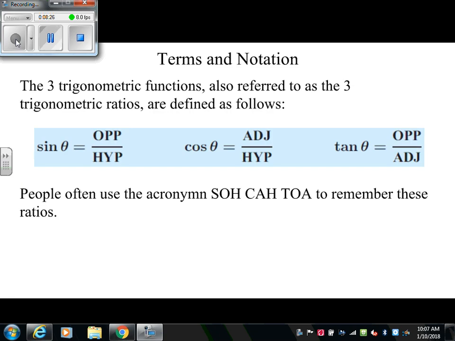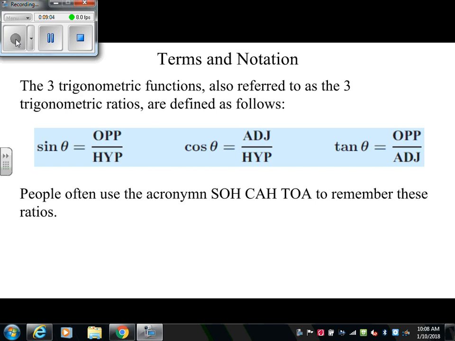As mentioned in our opening notes, there are three trigonometric functions, also referred to as three trigonometric ratios, or trig ratios for short. And what we mean by a ratio is essentially just a fraction. And so sine, cosine, and tangent all represent a fraction that's put together with sides of the triangle. And so sine takes that opposite side, the side that's across from the angle that we're referring to, and puts it over the hypotenuse. So opposite over hypotenuse is our sine.